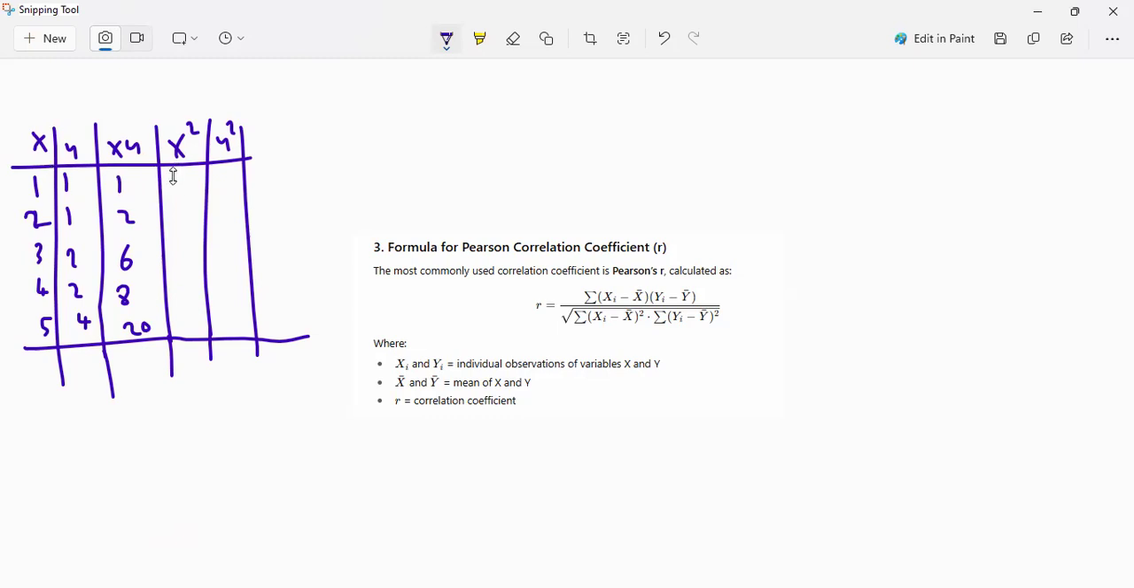So x squared here we have 1. 2 times 2 is 4. 3 times 3 is 9. 4 times 4 is 16. 5 times 5 is what? 25. Then we go here. The y squared is 1 and 1 and 4 and 4 and 16. So let's total up here.